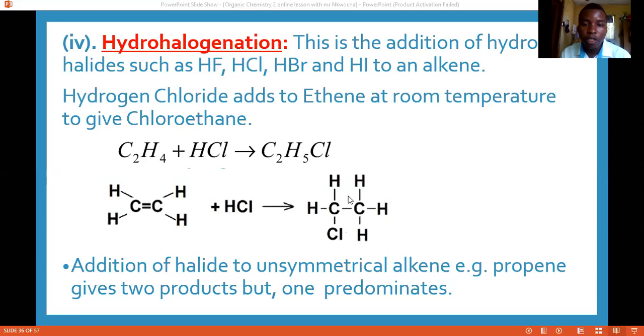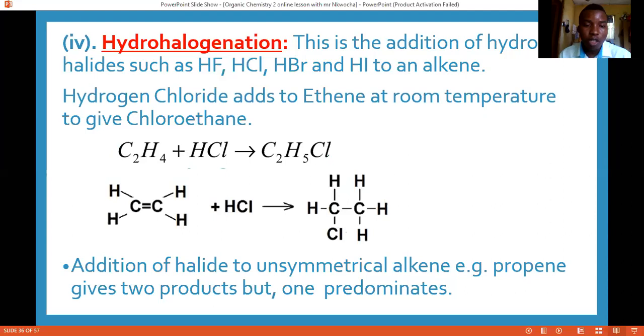Chloroethane. Okay, very easy to talk about. I can ask you to draw the structure of this compound, and you'll be happy that you learned it from me. Now, there's one specific rule. In some cases, there's what is called an unsymmetrical alkene.